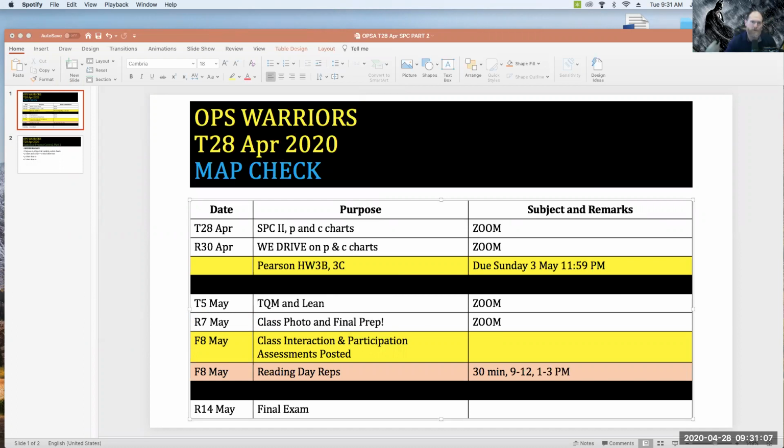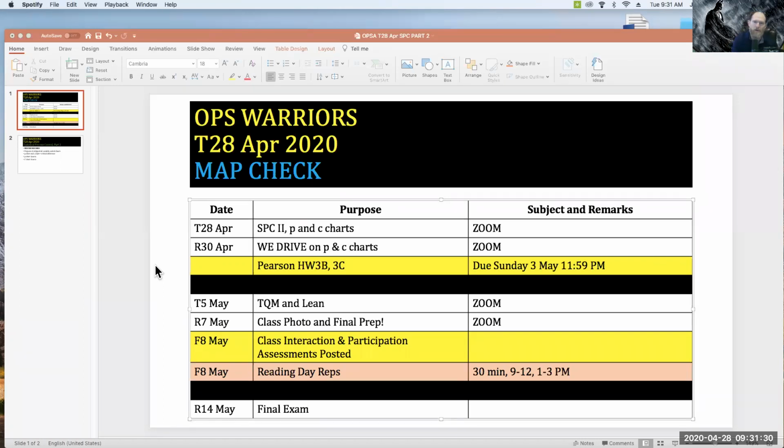We'll get into it. On the screen is the map check. Here's where we are today, Tuesday, the 28th of April. And today we're going to go into the other half of control charts, statistical process control part 2. That's going to be P chart and C chart. On Thursday, we'll do a work-through, so some practical work, some examples of the P and C.